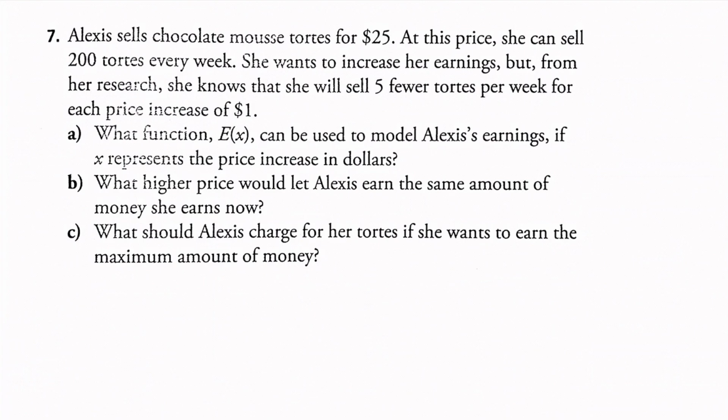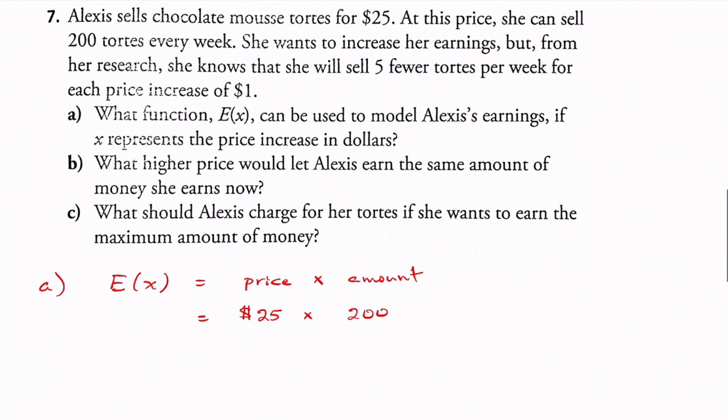So part A, what function E(x), so it wants us to use E(x), can be used to model Alexis's earnings. So the E stands for earnings, if x represents the price increase in dollars. Okay, so we have E of x, that's her earnings. It's always going to be the price times the amount. In this case, she started off at $25 and it was 200. That was the amount.